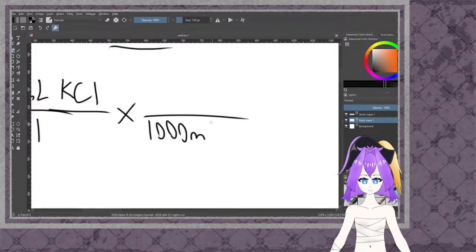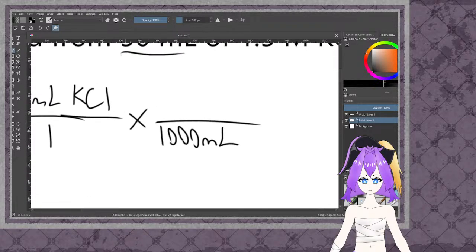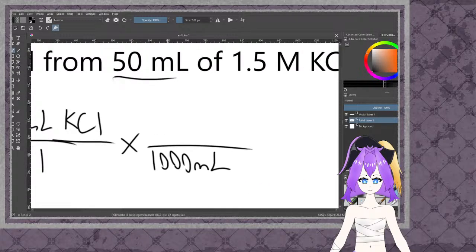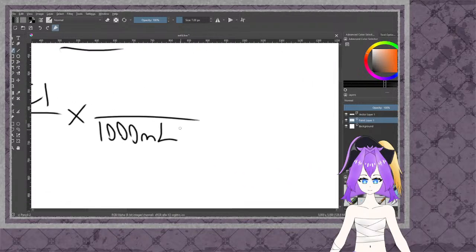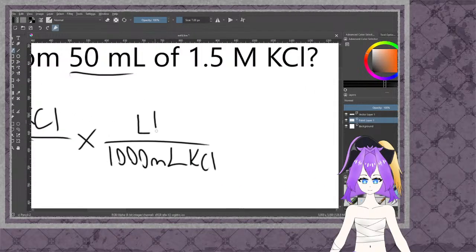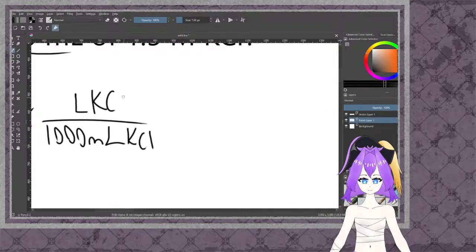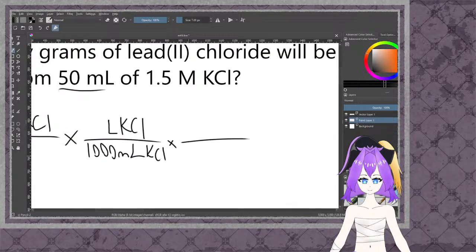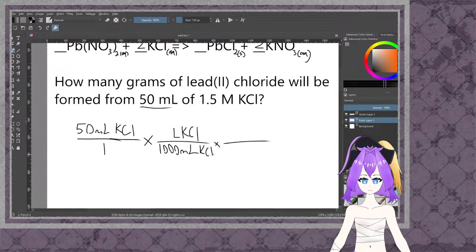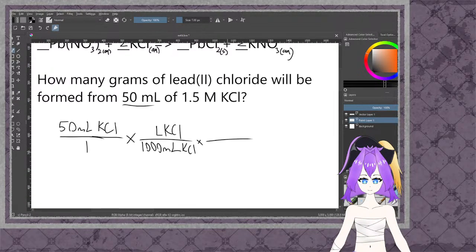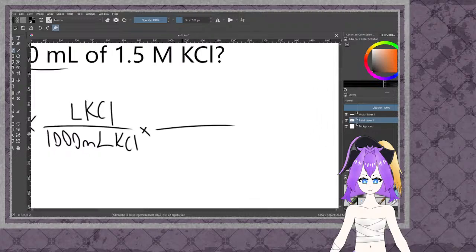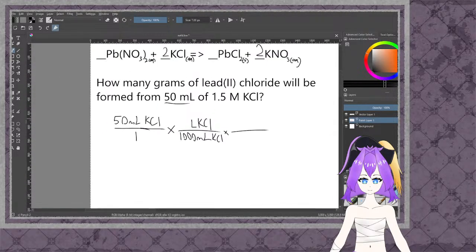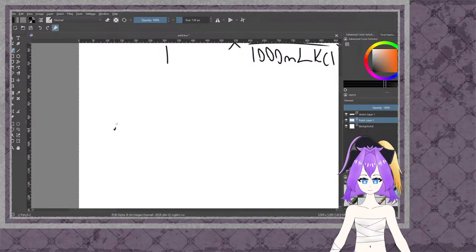You can do this mentally. You don't really have to have this thing. You could just have like 0.05 or whatever, of KCl. And then liters of KCl times... All right, and then what we do here, because we can't use 22.4 and we can't use PV=nRT, is we use the molarity.